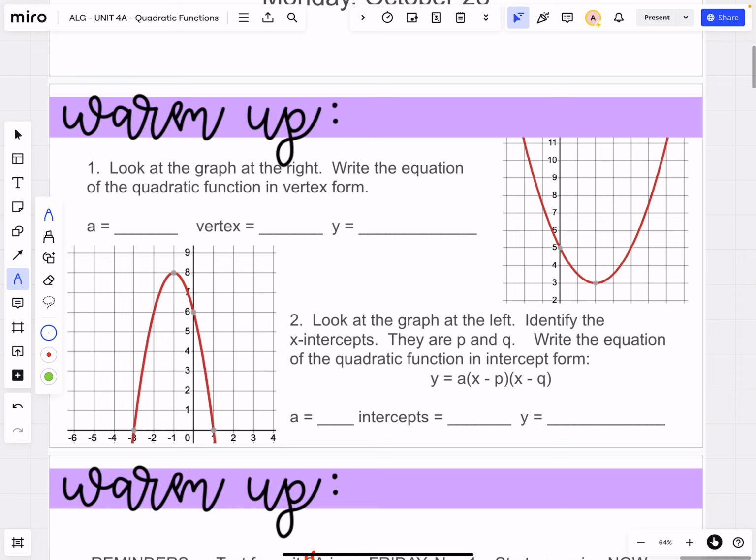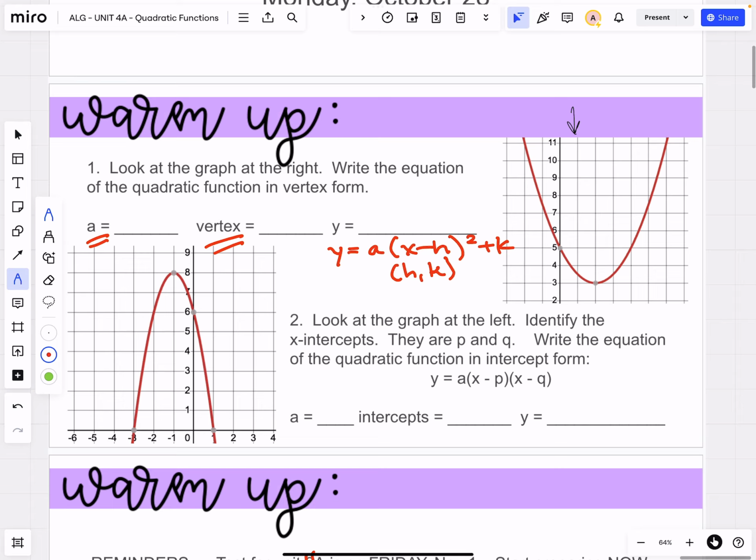For the first thing, we are looking at the graph at the right, the one that's opening up, right? This one right here. And then we are going to write the equation of the quadratic function in vertex form. The way you're going to do that is determine what the a value is, then identify the vertex, and then we will make sure that we write it in vertex form. And remember, vertex form is y = a(x - h)^2 + k, where the vertex is (h, k). Okay, so see what you can do with that.